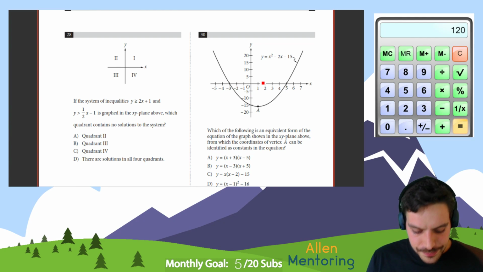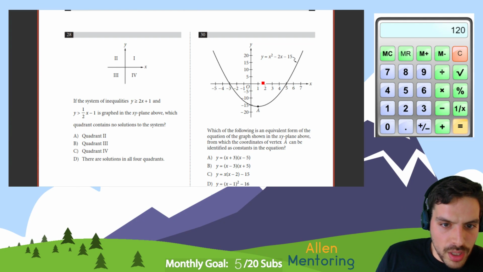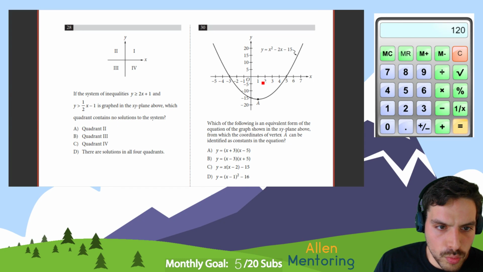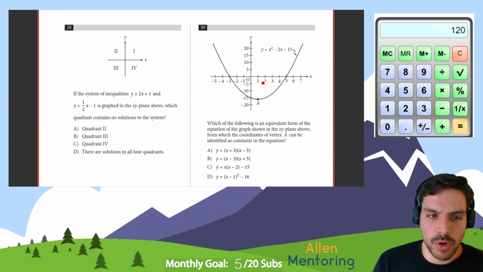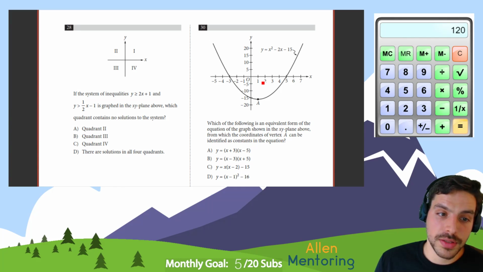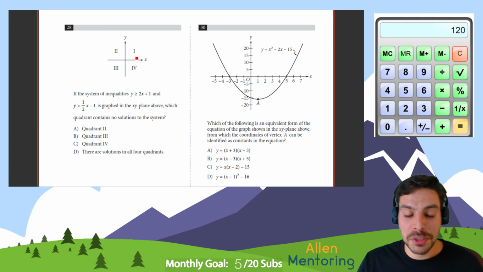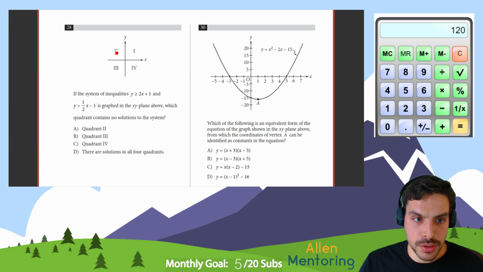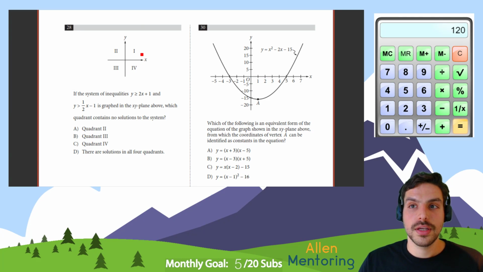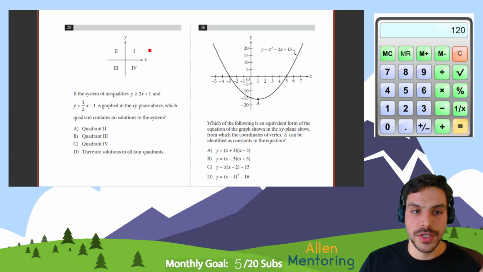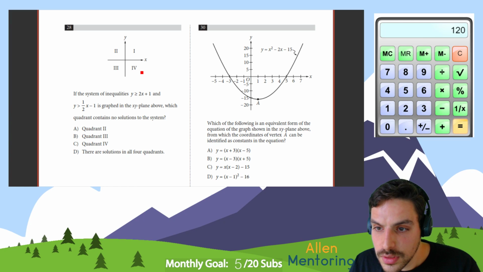All right, 28. If the system of inequalities y is greater than or equal to 2x plus 1, and y is greater than 1/2 x minus 1 is graphed in the xy plane above, which quadrant contains no solutions to the system? They actually gave you the name of the quadrants here. You should be familiar with quadrants, right? It's 1, 2, 3, 4. Luckily, they gave you the quadrants here, but some problems they might not. So make sure that you are very confident in knowing which quadrant is which.